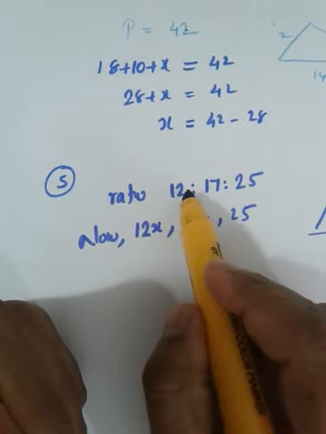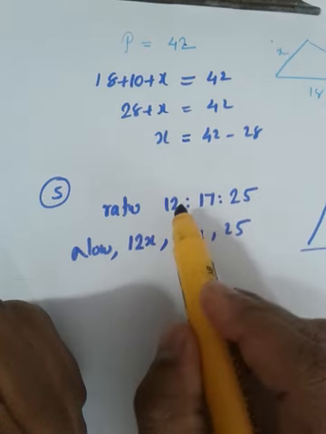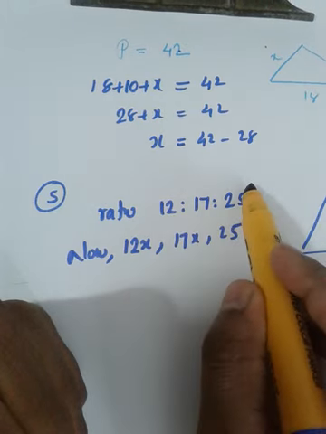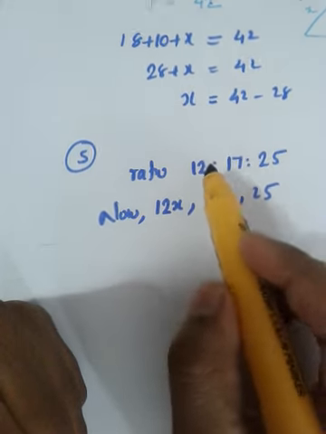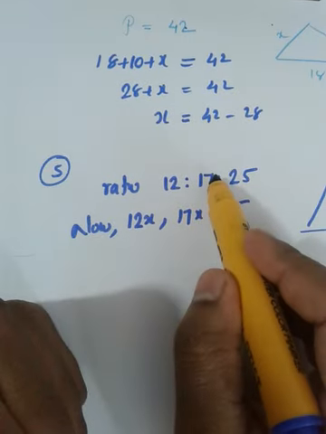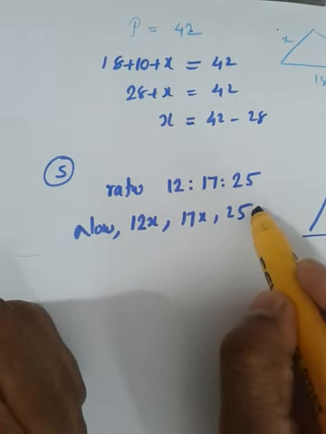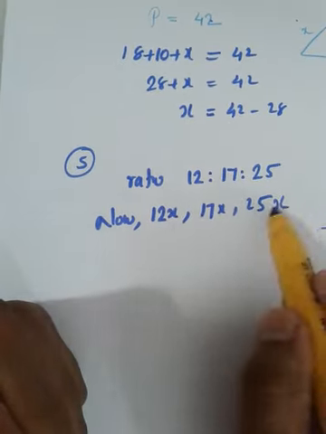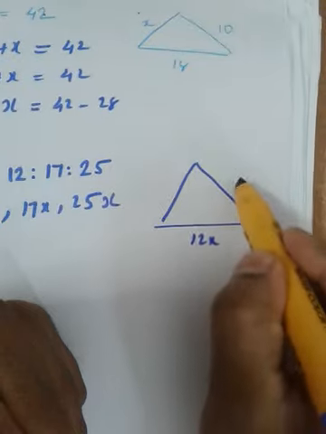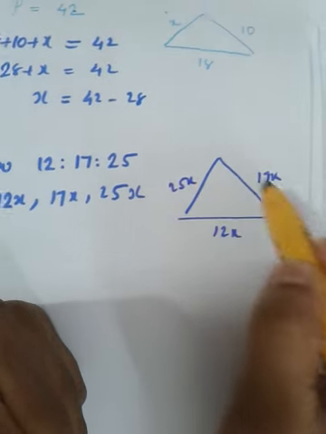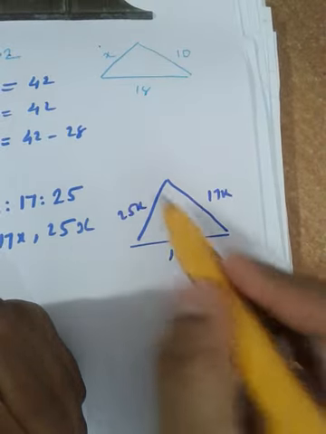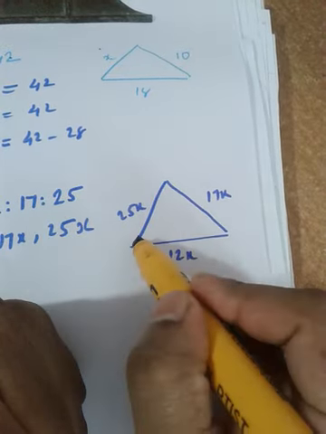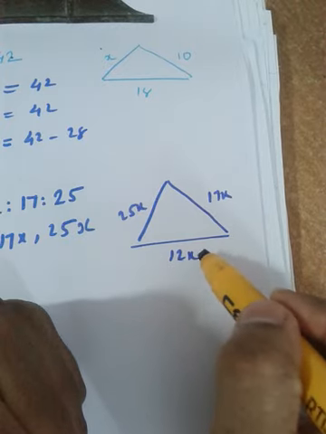So the ratio was 12 is to 17 is to 25. If the ratio is given as 12 is to 17 is to 25, that doesn't mean the first side is 12, the second side is 17, and the third side is 25. No, the first side should be 12x, the second side 17x, and the third side 25x. Now these are the three sides. But still we need the value of x, because we need length as a number. So we should calculate the value of x.